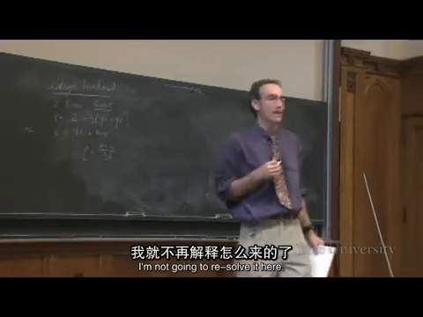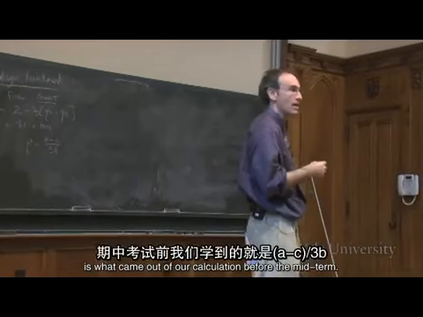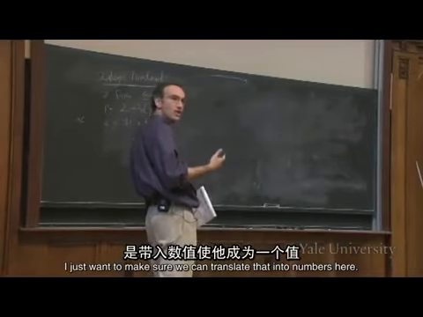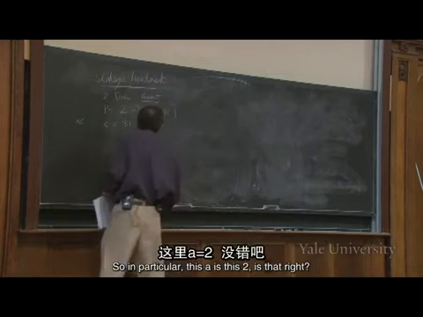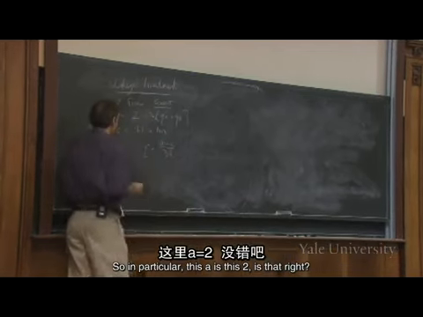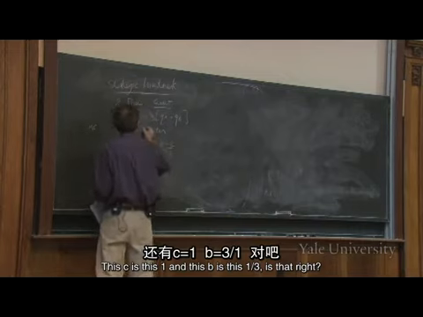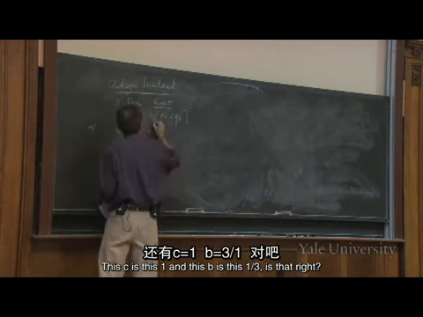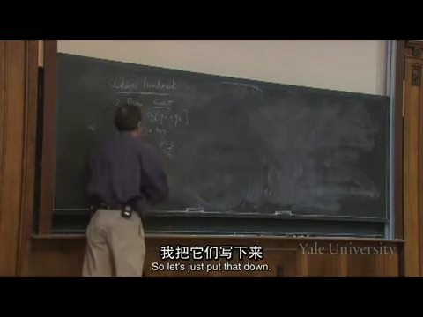So I'm not going to re-solve it here. We've done it many times. So (A minus C) over 3b, trust me, is what came out of our calculation before the midterm. And I just want to make sure we can translate that into numbers. We have it all in letters, but let's translate it into numbers. So in particular, this A is this 2. This C is this 1, and this b is this 1/3.